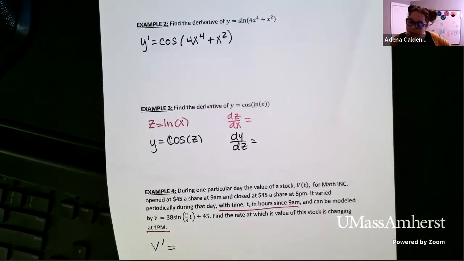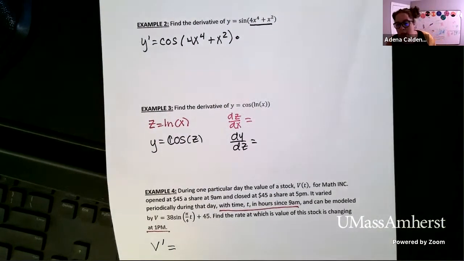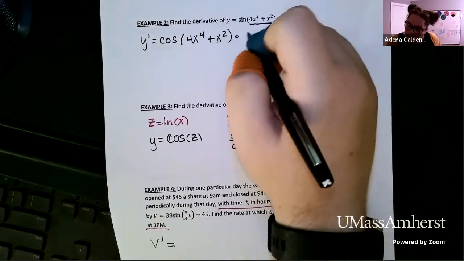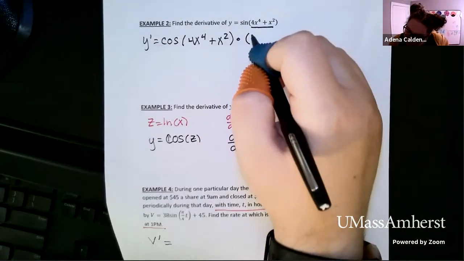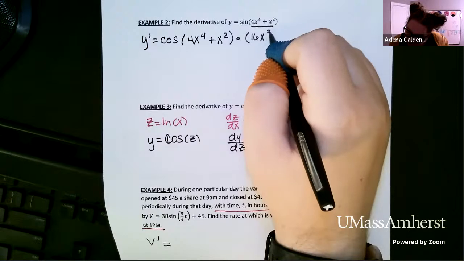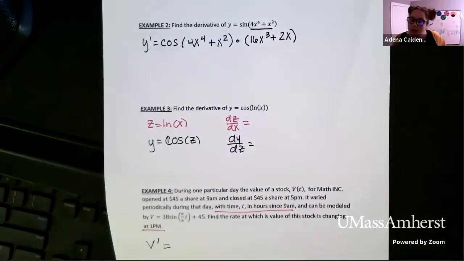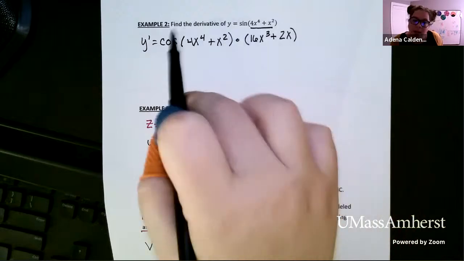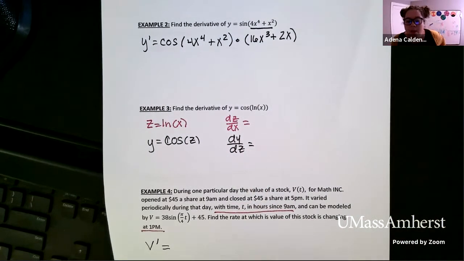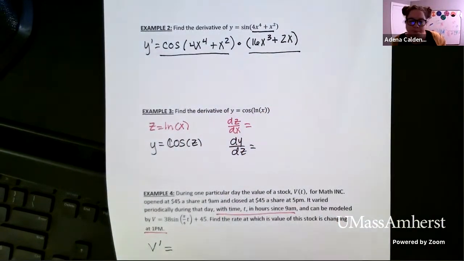However, we have to remember that we also need to make sure that we are multiplying this by the derivative of the inside. And I want to point out that here there's more than one term. So I'm going to use parentheses to represent this derivative and to make sure that it's written correctly. So the derivative of 4x to the fourth, we're going to get 16x cubed. The derivative of x squared is 2x. Again, these parentheses are really important because this cosine term multiplies the entire derivative. Okay, so that's the first one. You should have these two terms. You should have the cosine term and the derivative term.